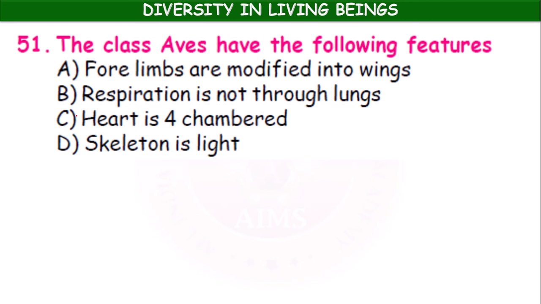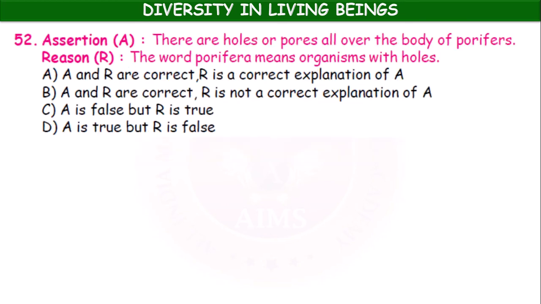The class of aves have which of the following features? Aves means birds. Forelimbs are modified into wings. Respiration is not through lungs. Heart is four-chambered. Skeleton is light. Forelimbs are modified into wings. Respiration is through lungs, so 'not through lungs' is given, we should not consider it. Next, heart is four-chambered. Skeleton is light, hollow bones. So A, C and D.